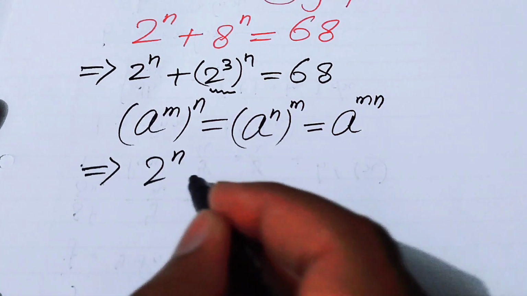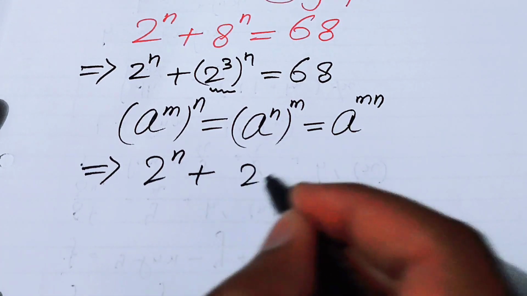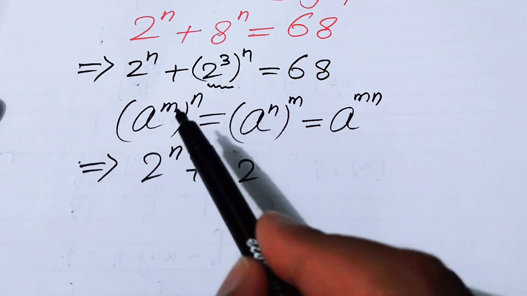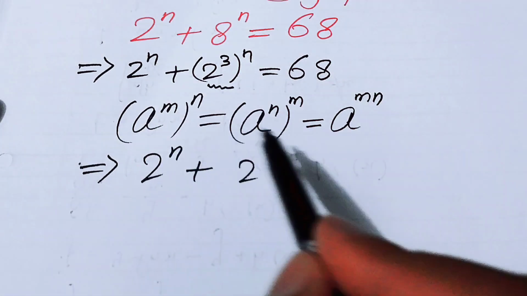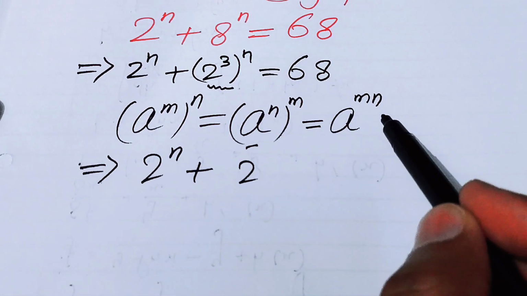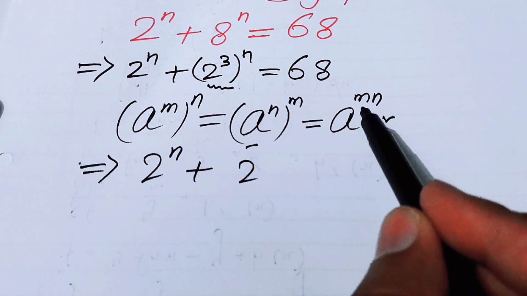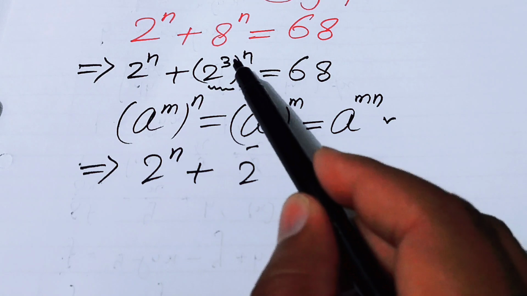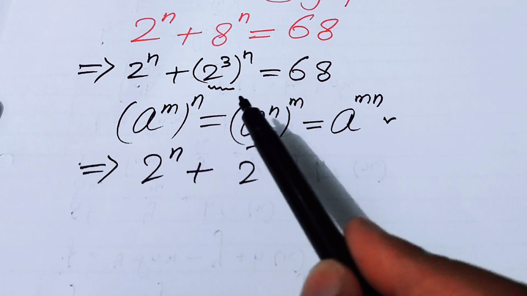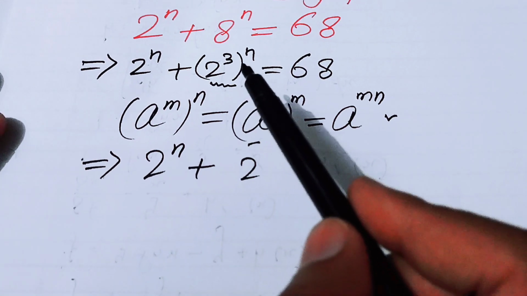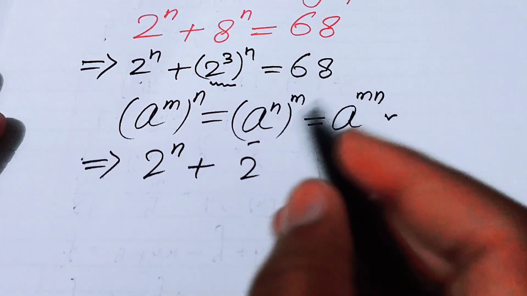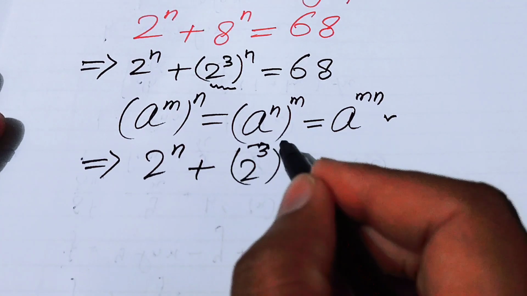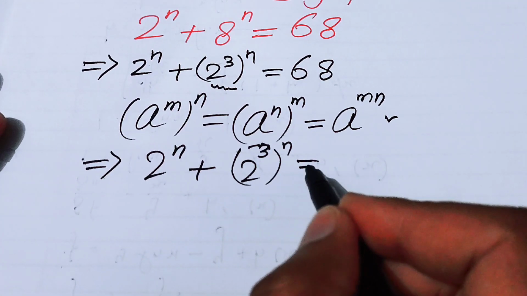So the above equation will be rewritten as 2 to the power of n plus, and this exponential law just states that if you interchange these two exponents in this form, you will always give the same answer, which is a to the power of mn. So if I interchange these two exponents, it cannot affect our final answer. So I can just interchange these two exponents here, so that we will get 2 to the power of 3 and its whole power n is equal to 68.